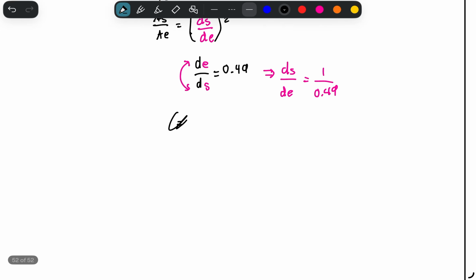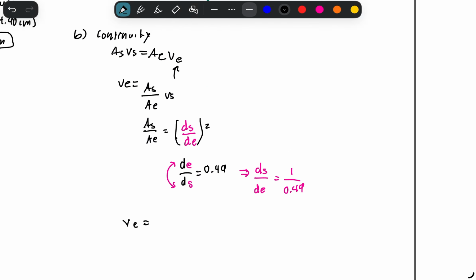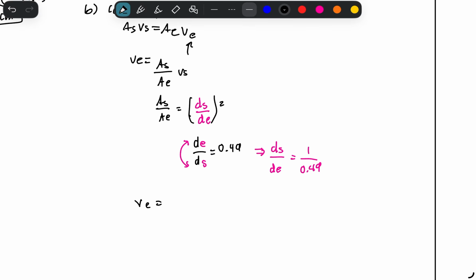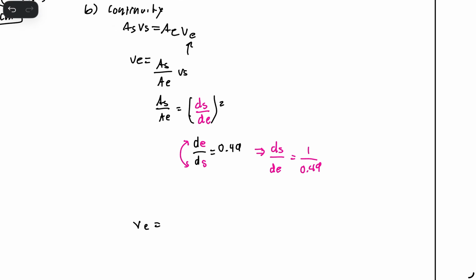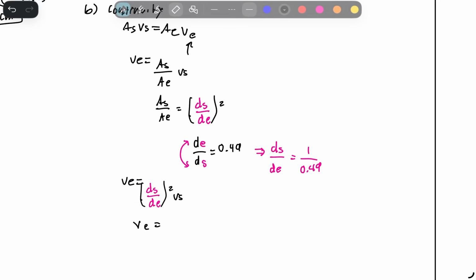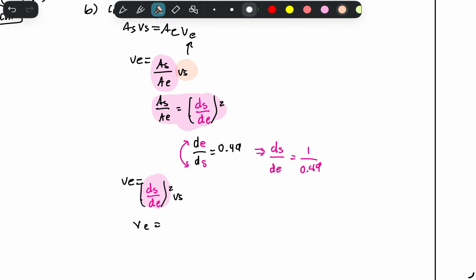So in VE, this is equal to the ds over dE, because here we would have VE is equal to this. And then instead of this, you just substitute in this, which I'll highlight here for you. So this is this whole relationship. Plug that in there. And then this is still that VS.